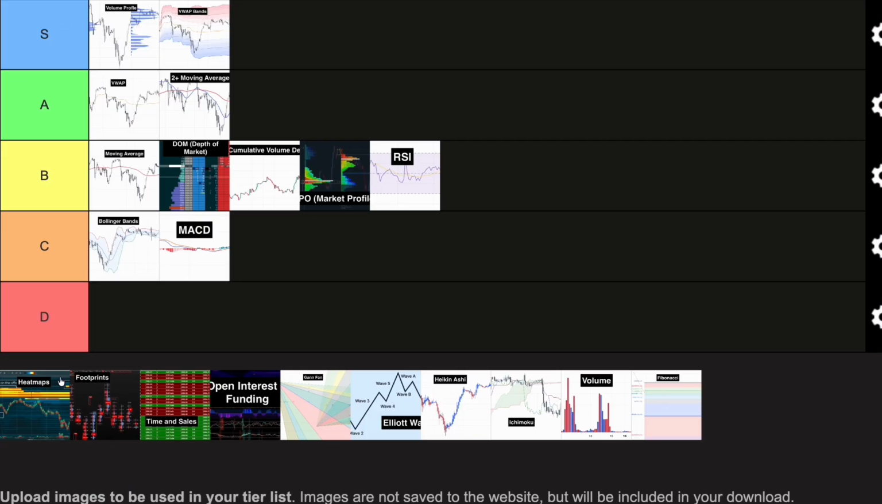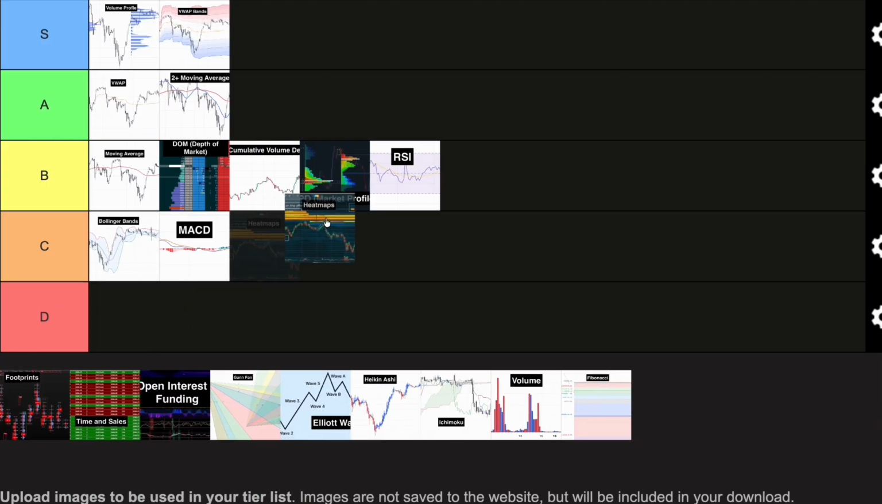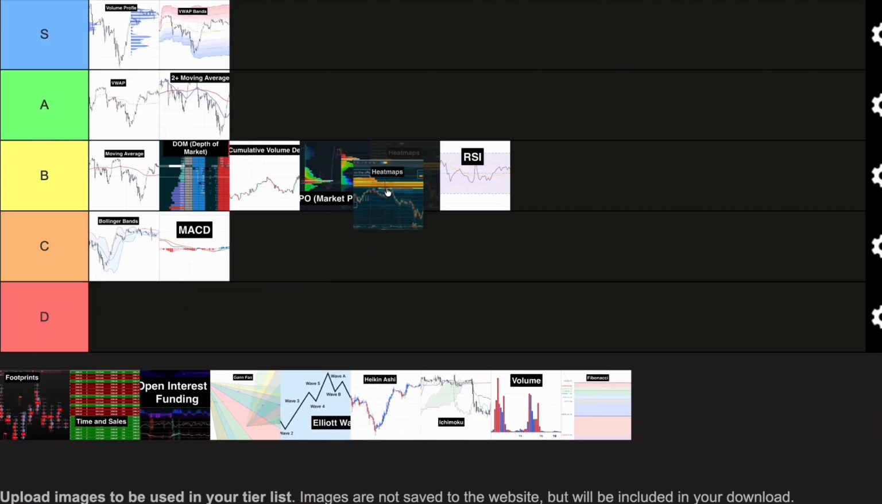Next one, heatmaps. So heatmaps, the most popular one I think is Bookmap. I don't think they're that useful. Again, I know I'm repeating myself. Probably more useful if you're a scalper. I don't see that many scalpers use this compared to depth of market or CVD or TPO, but some do. And the ones that do, they're usually very, very happy with it.